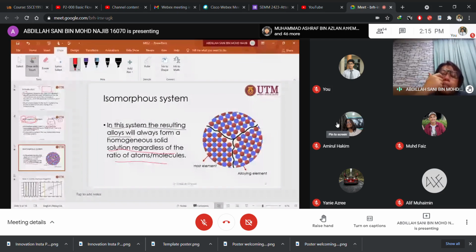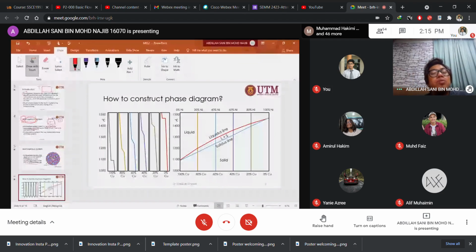This is a recap of what we have learned before. We have two metals, copper and nickel. You can see that for pure metal it is a straight line. When it is mixed, it becomes slanting due to the difference in melting point or melting temperature.